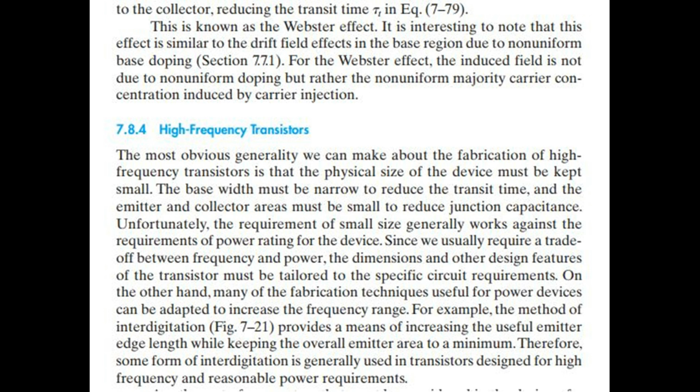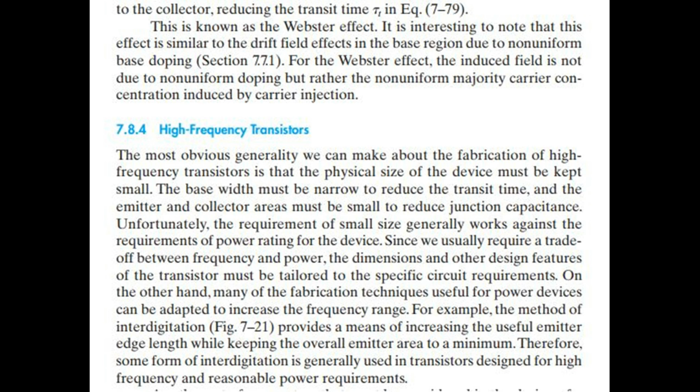On the other hand, many of the fabrication techniques useful for power devices can be adapted to increase the frequency range. For example, the method of interdigitation, Fig 7.21, provides a means of increasing the useful emitter edge length while keeping the overall emitter area to a minimum. Therefore, some form of interdigitation is generally used in transistors designed for high frequency and reasonable power requirements.